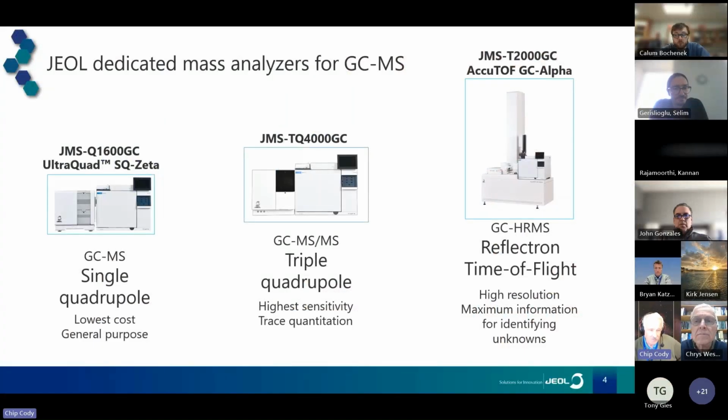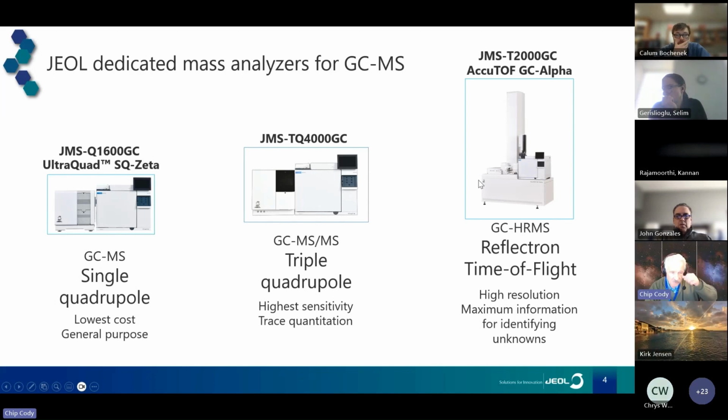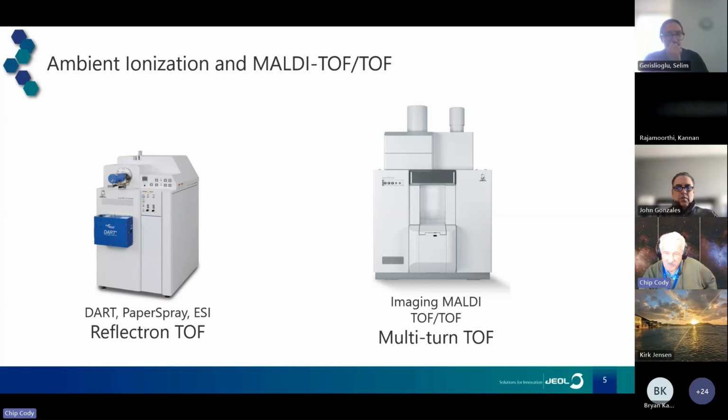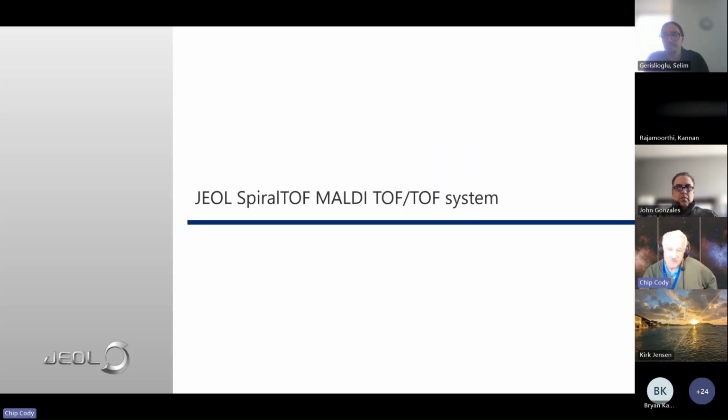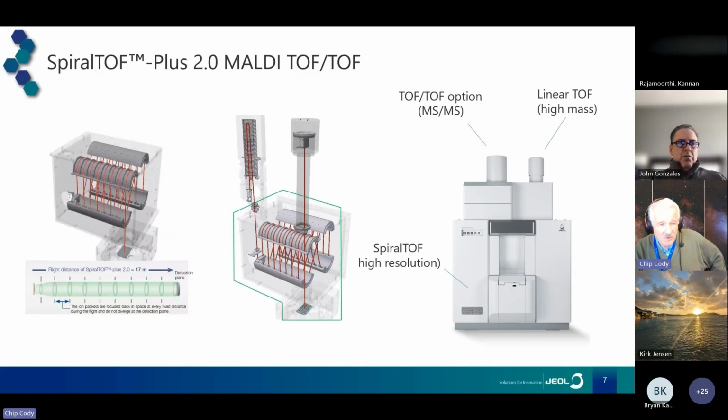Just to remind you what we're working with, we've got three GCMS systems. We've got a single quad, a triple quad, and the reflector on time of flight. I'm mostly going to be talking about the time of flight system, but we'll have some data from the single quad as well. And in addition, we've got the AccuTOF DART ambient ionization toolbox and imaging multi-TOF system, the spiral TOF. Again, just a brief overview of these because that's not really the main focus of this. But the spiral TOF is our multi-TOF system.